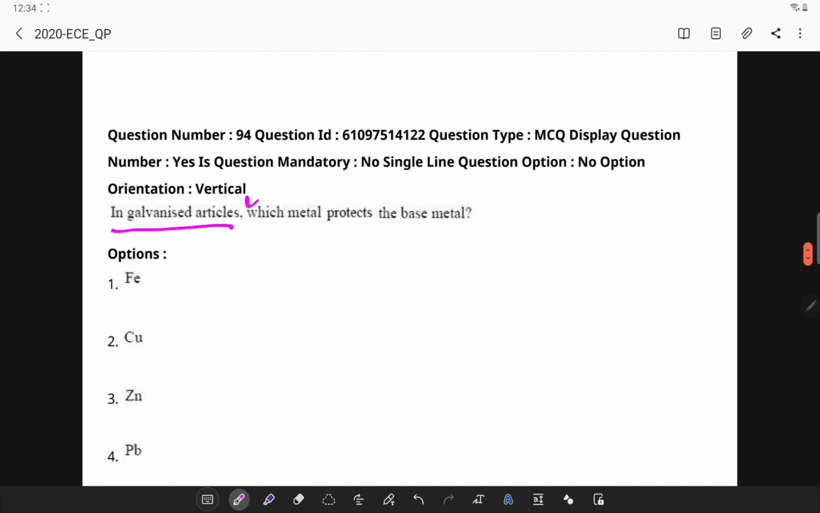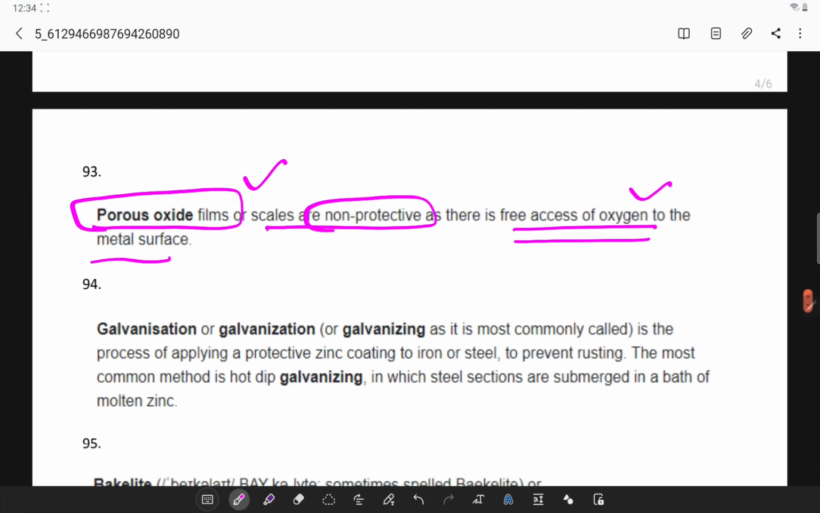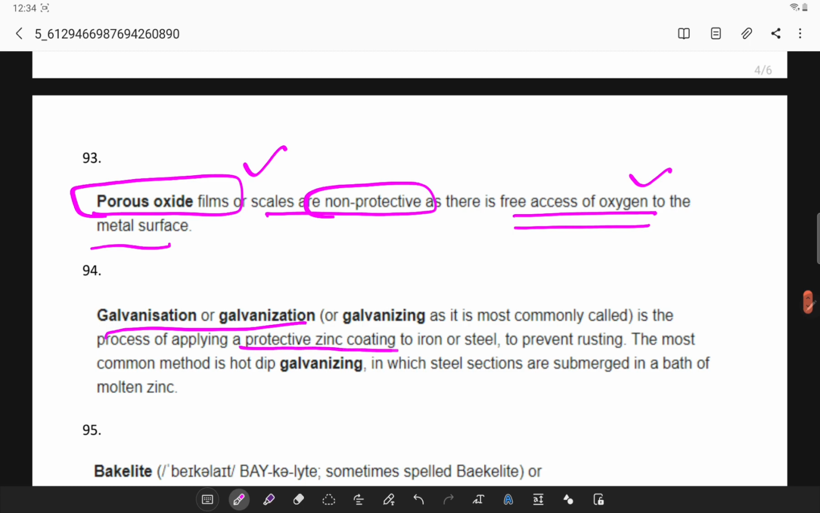So in galvanization process, metal protects the base metal, zinc is coated. So galvanization is the process of applying a protective zinc coating to iron, and it is mainly used to prevent rusting, and you are doing it by hot dip galvanizing, sections submerged in a bath of molten zinc.